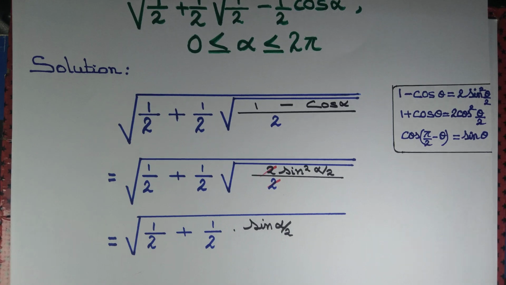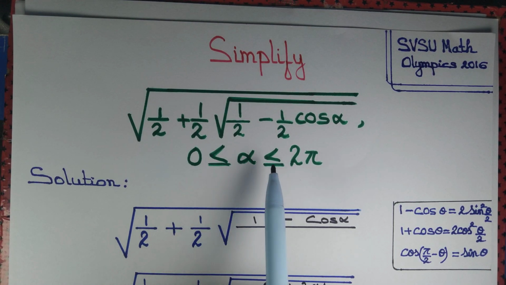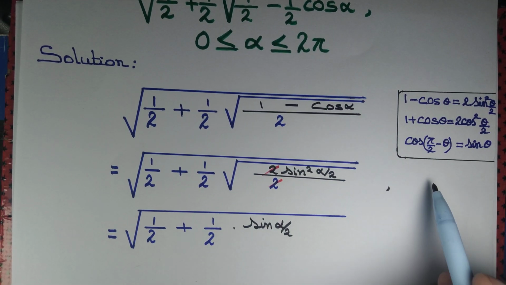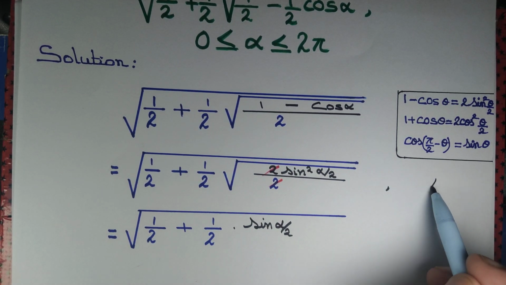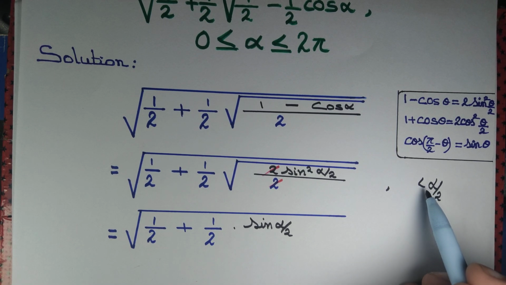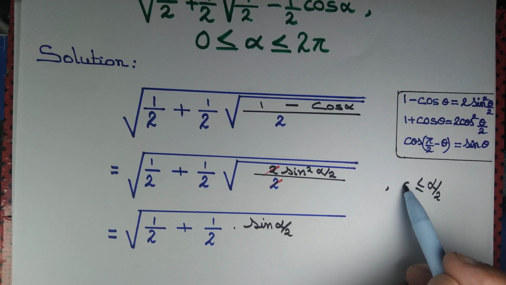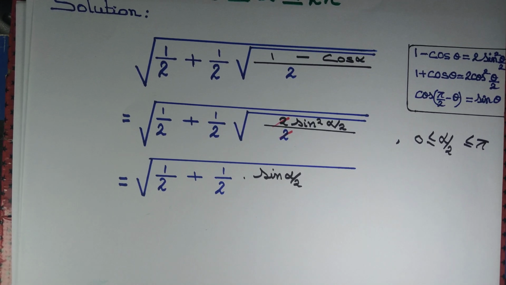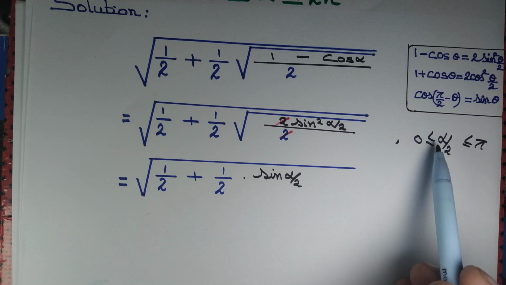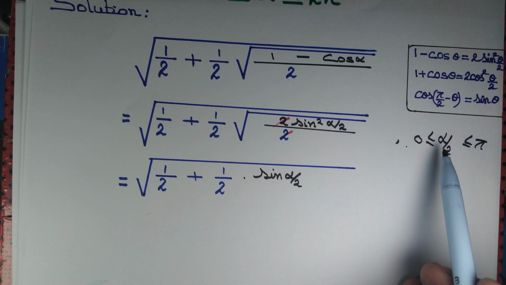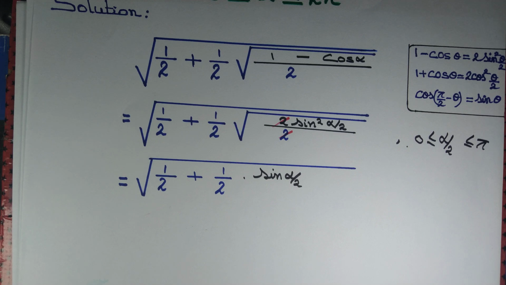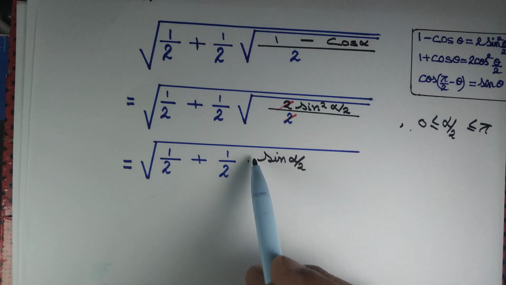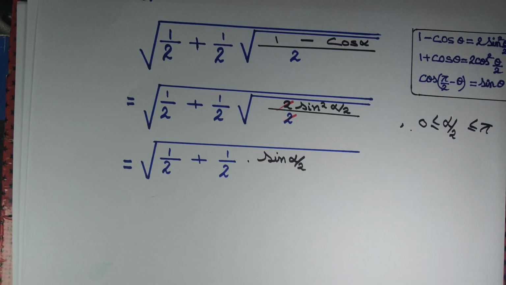Why is it so? See that alpha is changing from 0 to 2 pi. Then what about alpha by 2? As alpha changes from 0 to 2 pi, alpha by 2 will change from 0 to pi. And in the first and second quadrant, 0 to 180 degree, if the angle changes from 0 to 180 degree, then the angle lies in the first or second quadrant. In first or second quadrant, sin theta is positive. So we can just write plus sign, or we need not write the sign.